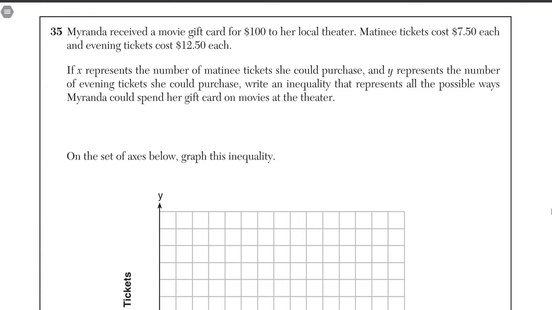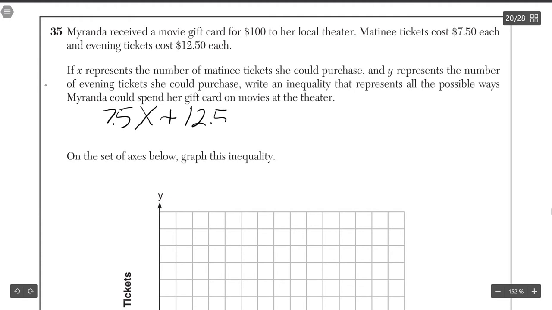So the total amount spent is going to be 7.5x. That will represent the total amount spent on the matinee. So if she bought, let's say, 10, then it's going to be 7.5 times 10, which means she spent 75 on that. Plus the amount spent on evening tickets, which is 12.50 times y, the number of evening tickets she bought. And that is going to have to be less than 100.